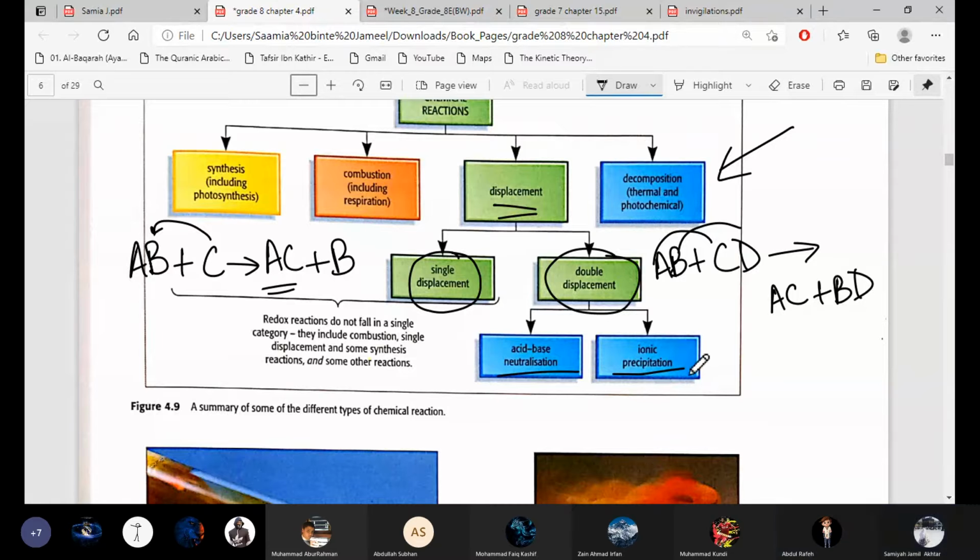In double displacement, examples are neutralization and precipitation reactions. Ma'am, do the metals in a formula come first? Yes, metals always come first. So in AB plus CD, metal is reacting with metal and non-metal with non-metal. In this one, I just gave the example. But yes, AD and CB. So AD and C will come first, CB.